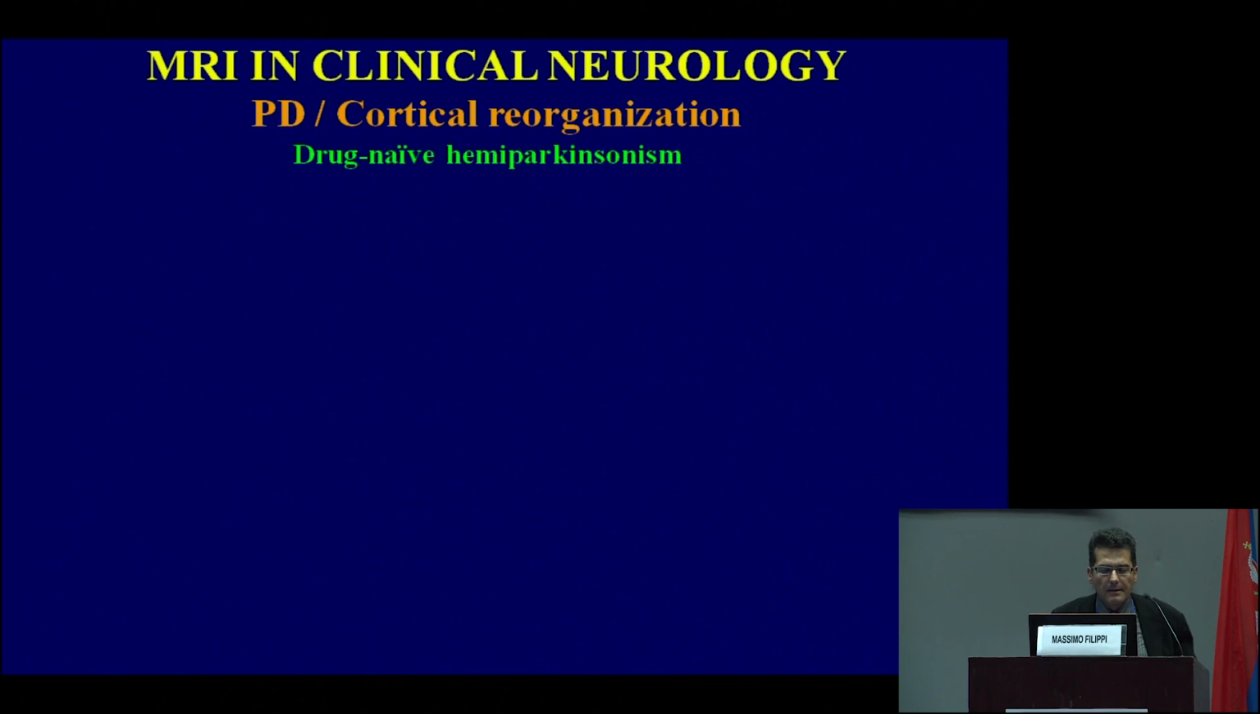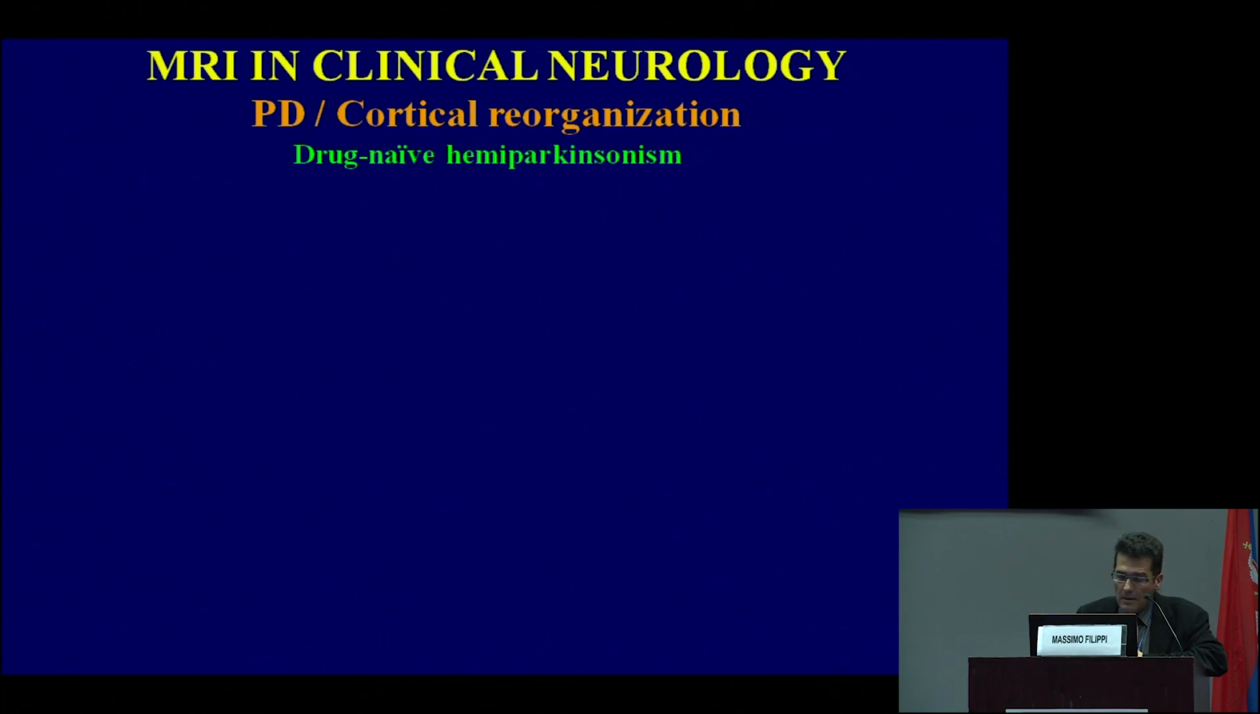This is the last work that we are doing with Professor Kostic, assessing patients at the very early stage of Parkinson's disease to assess cortical reorganization. We have hemiparkinsonism, meaning that they have signs only on one side of their body, meaning that the other hemisphere is still healthy. So this is a good model to understand what happens at the very early phase of the disease, in the subclinical phase, considering the healthy hemisphere still in the subclinical phase of the disease.